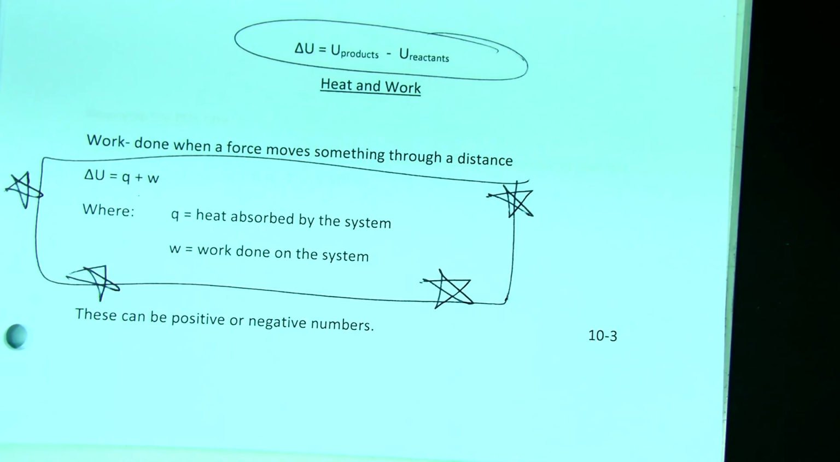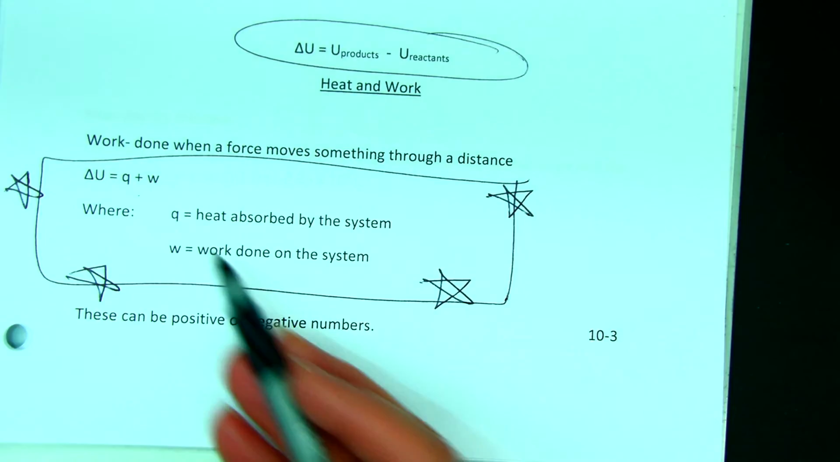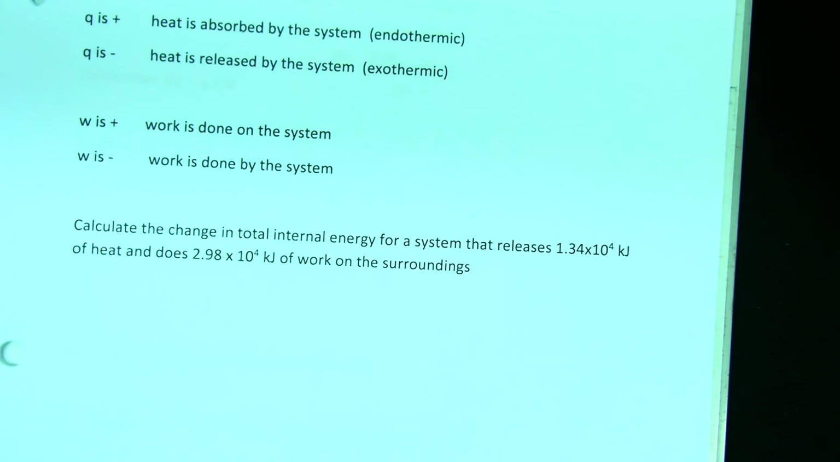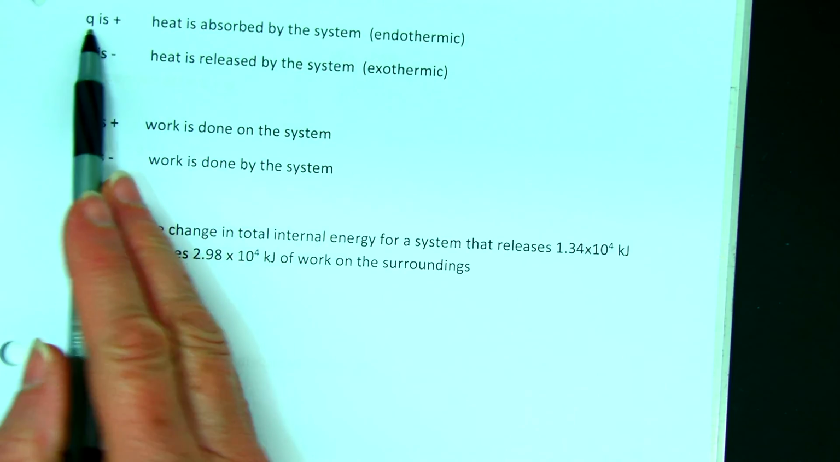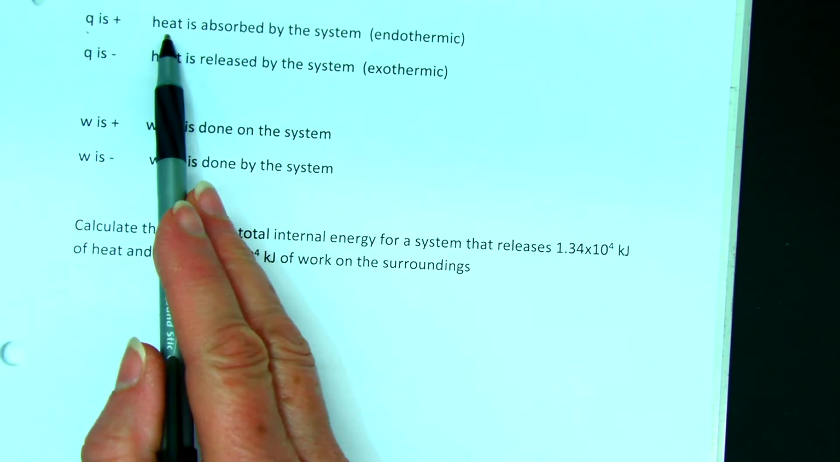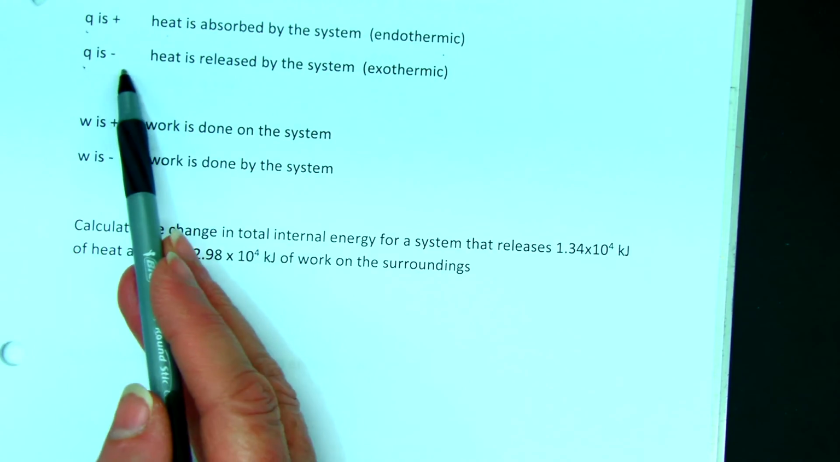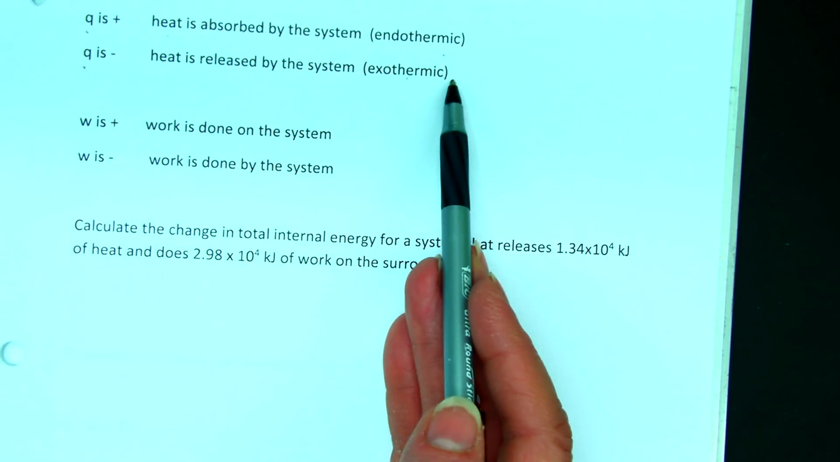So we use exo and endo to say heat going out or energy going out is exothermic or exergonic, and energy or heat coming in is endothermic or endergonic. So it's important to think about which way these go, and you'll have to know this in order to successfully do the problems. So when heat is positive, and it's a plus, heat is absorbed by the system, it's endothermic. When heat is negative, we have a negative sign, heat is released, it's exothermic.